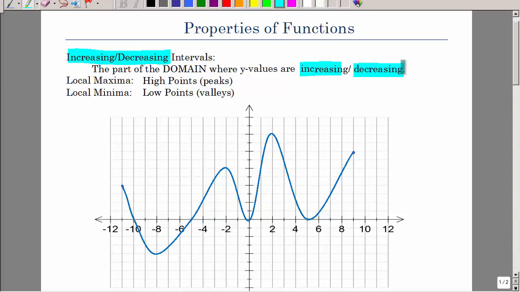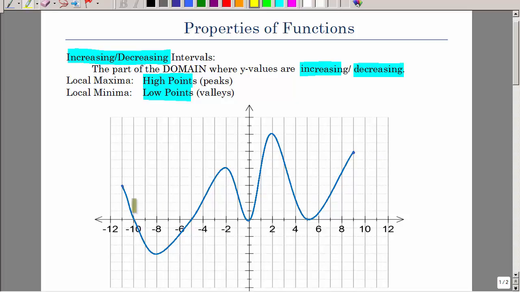Then we're going to determine the local maxima, which is the plural for maximum, which are the high peaks, that makes sense, and the local minima, which is the plural for minimum, for the low points. So let's just go through and take some colors and say, where are they increasing? Well, increasing just means going from left to right.